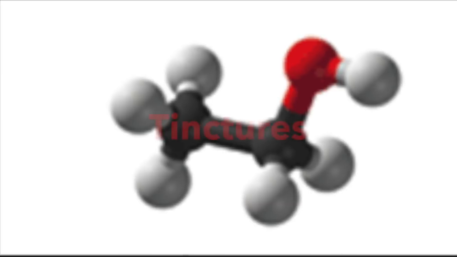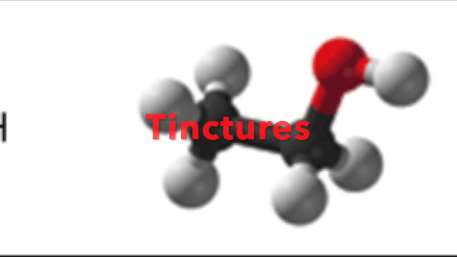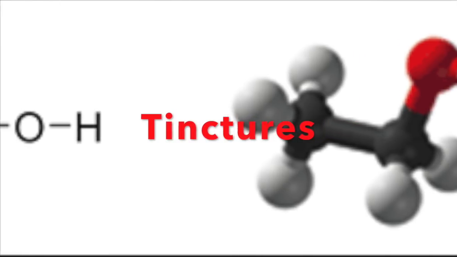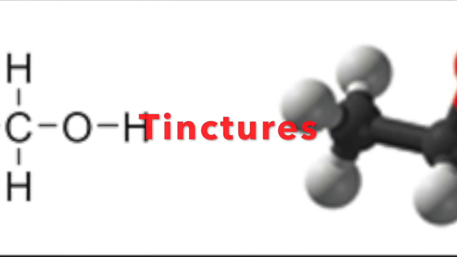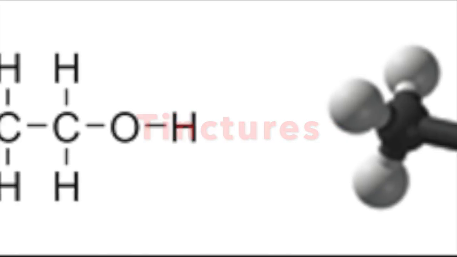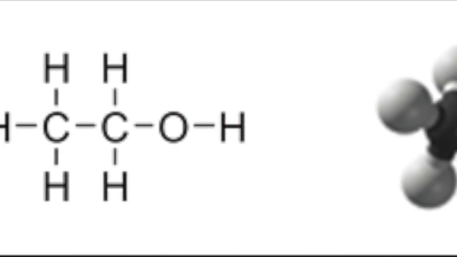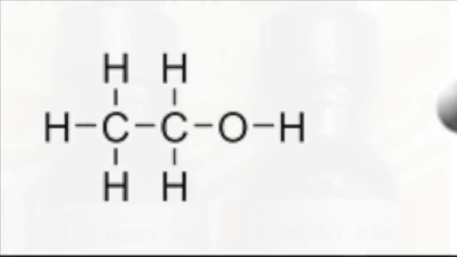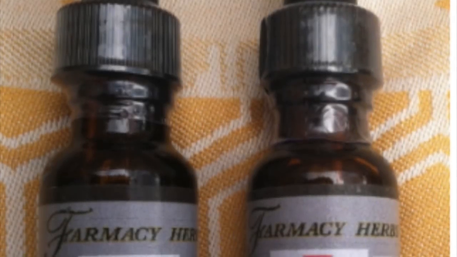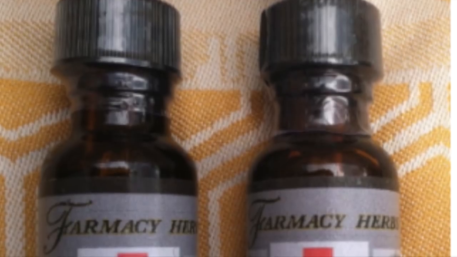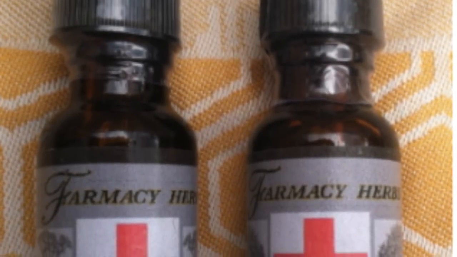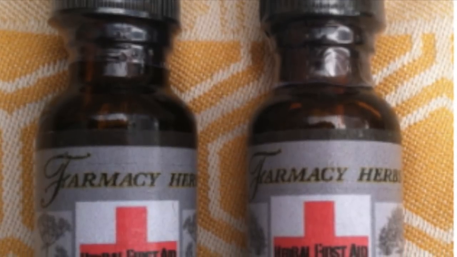Moving up from water-based extractions, we are going to look at alcohol-based extractions. Most alcohol-based extractions, also known as tinctures, are made with a combination of pure grain alcohol, ethanol, and water. And depending on the specific plant, there might be a ratio of 50% alcohol, 50% water. Some plants are 75% alcohol, 25% water.